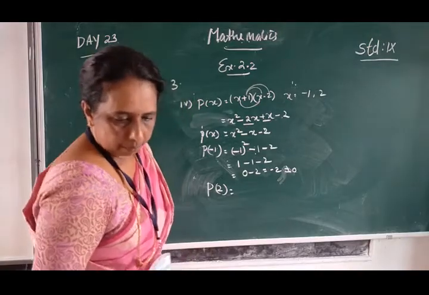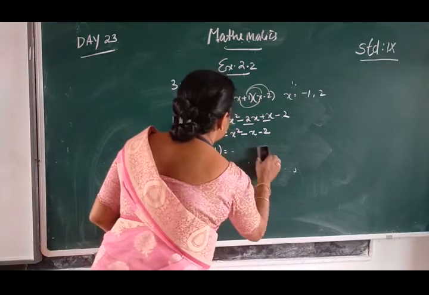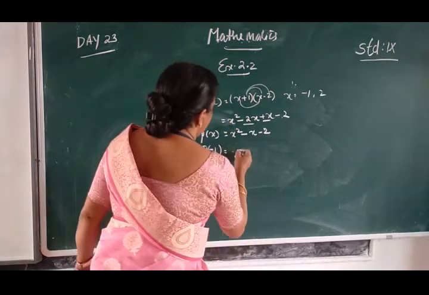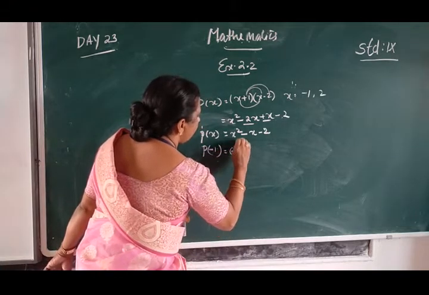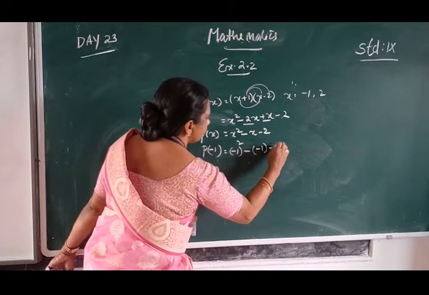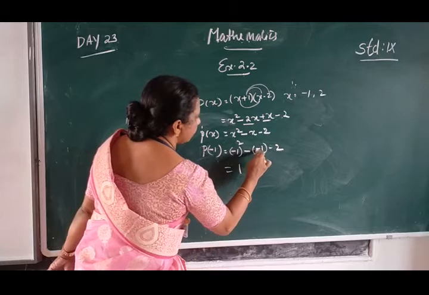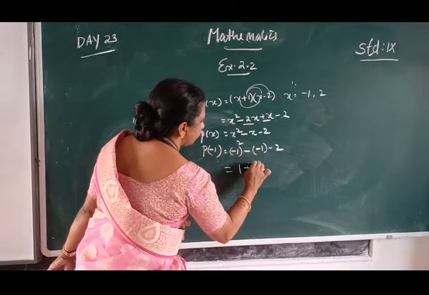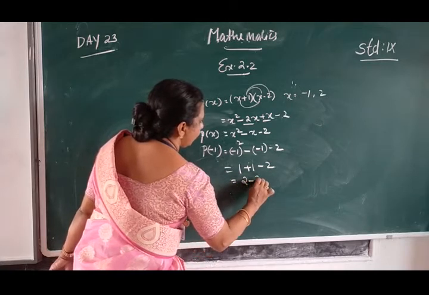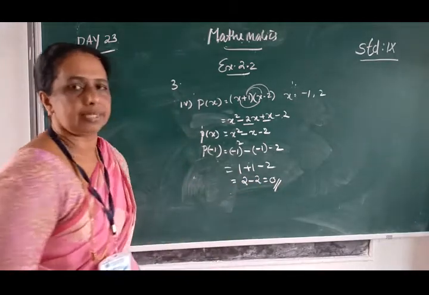Sorry, here is one mistake. One more thing I will explain. x is equal to minus 1: (minus 1) the whole square minus 1 minus 2. Sorry, (minus 1) the whole square is 1, minus of minus 1 is plus 1, minus 2. 1 plus 1 is 2, 2 minus 2 is equal to 0. That is, p of minus 1 is equal to 0.